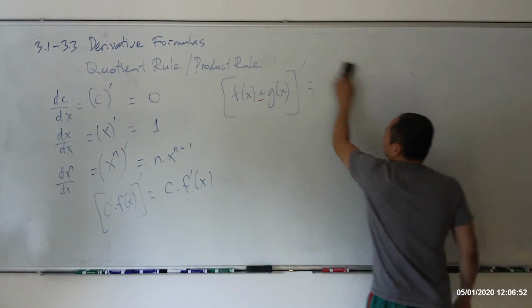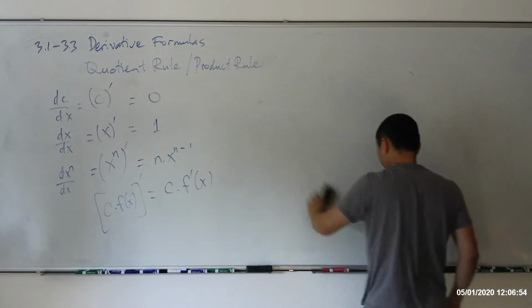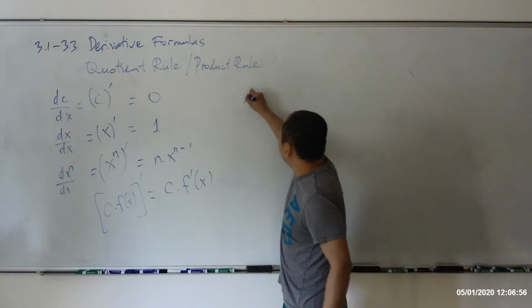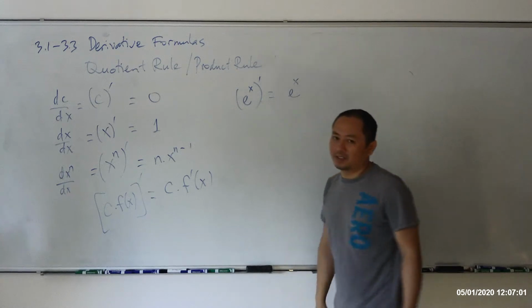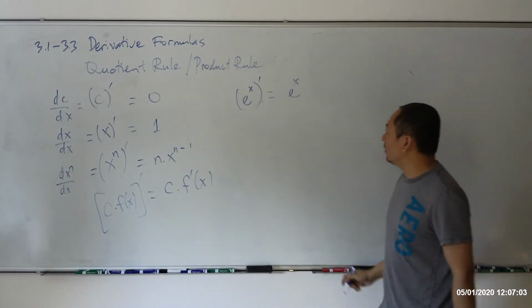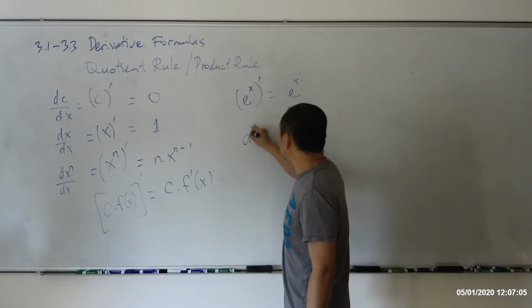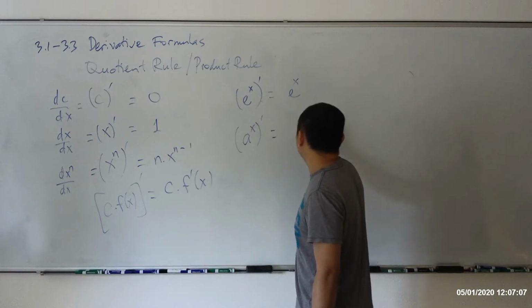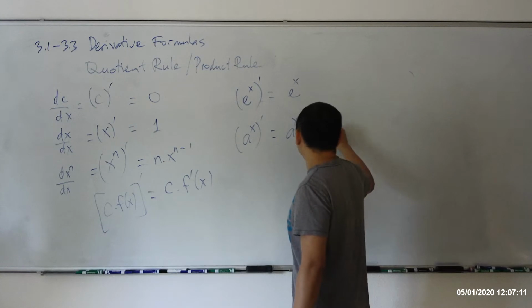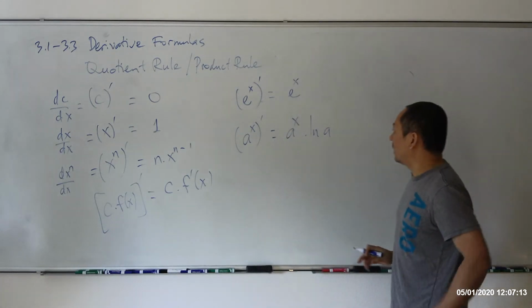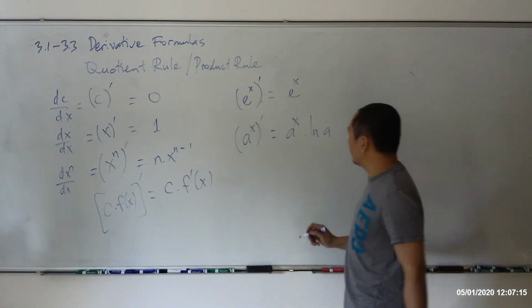Exponential form. Derivative of e to the x is just e to the x. It's the easiest one. A little bit more general, if you have a to the x and you take the derivative, it's going to be a to the x times ln of a. We'll be talking about that later when we learn about chain rules.